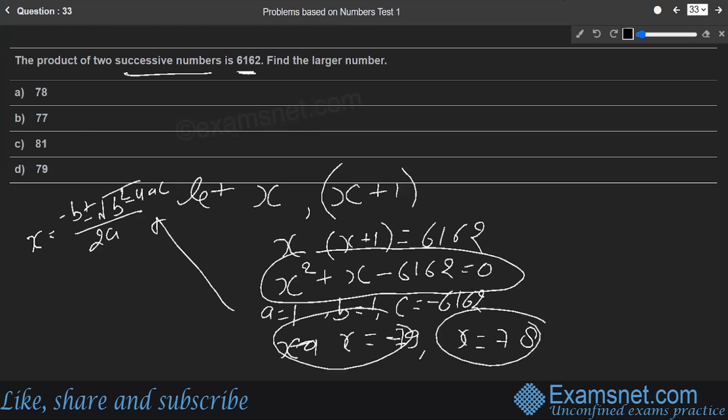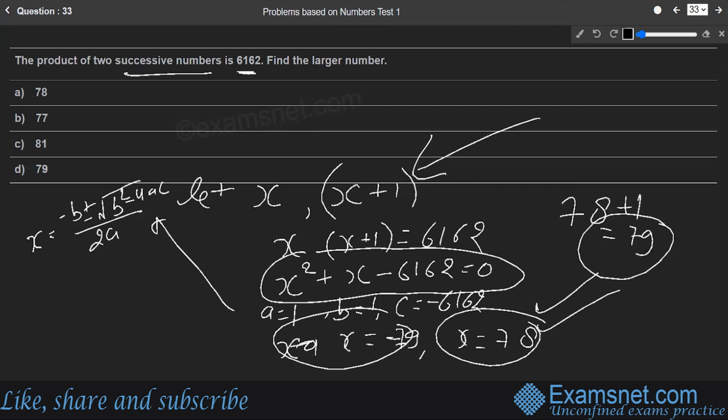He has said the product of two successive numbers is 6162. So clearly we will not be taking the negative number, we'll be taking only the positive number. So the x value 78 is selected. So what should be the larger number? The larger number should be x plus 1, that is 78 plus 1, which is 79. That will be the answer of the question, that is option number D is the right answer.